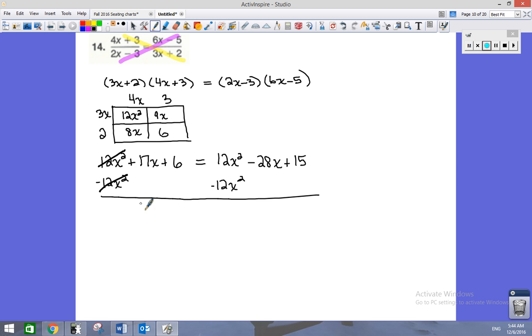Twelve x squared minus 12x squared is 0. And the same on this side. Let's go ahead and add 28x to each side to get the x's on the left and subtract 6 from both sides to get the constants on the right.